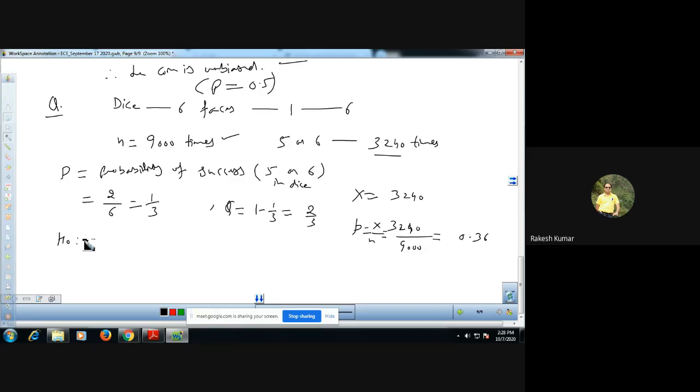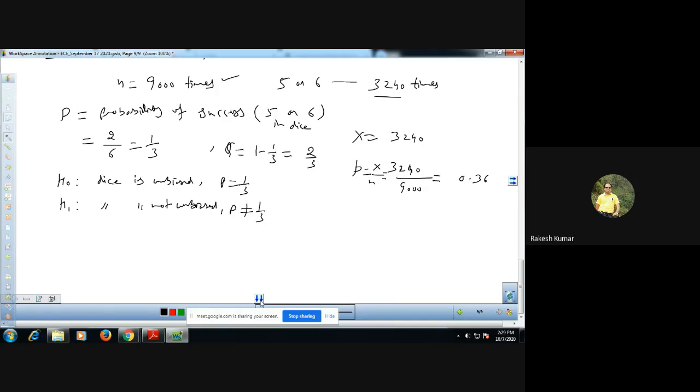Now H naught, that is the null hypothesis: the dice is always taken to be unbiased. And what does it mean? The probability is 1 by 3. And what is the alternative hypothesis? That the dice is not unbiased. And in that case, P should not be equal to 1 by 3.